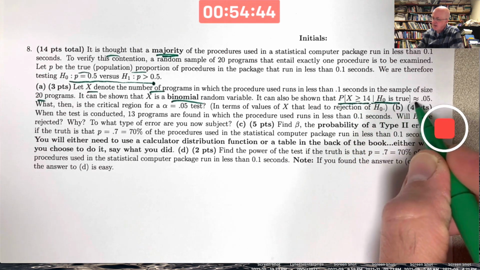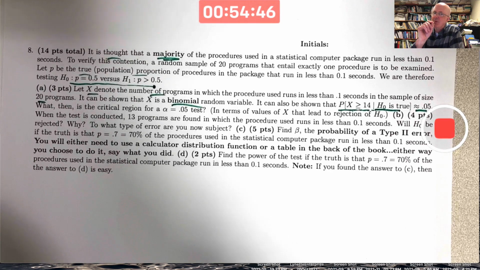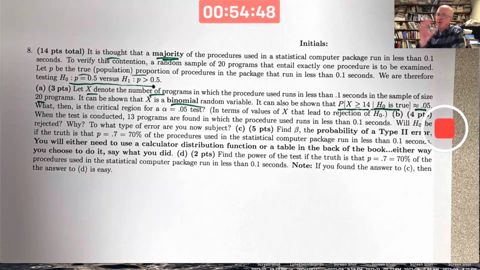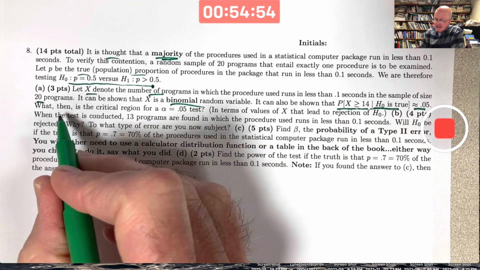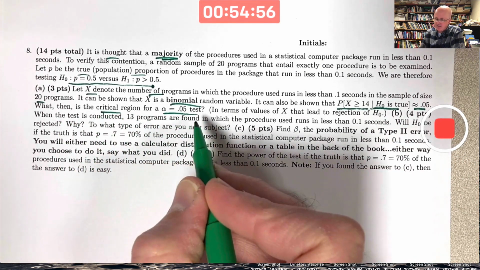assuming the null is true, is about 0.05. It's actually a little bit bigger than 0.05, but pretend you don't know that and just go with it being about 0.05. What then is the critical region for a 0.05 test?